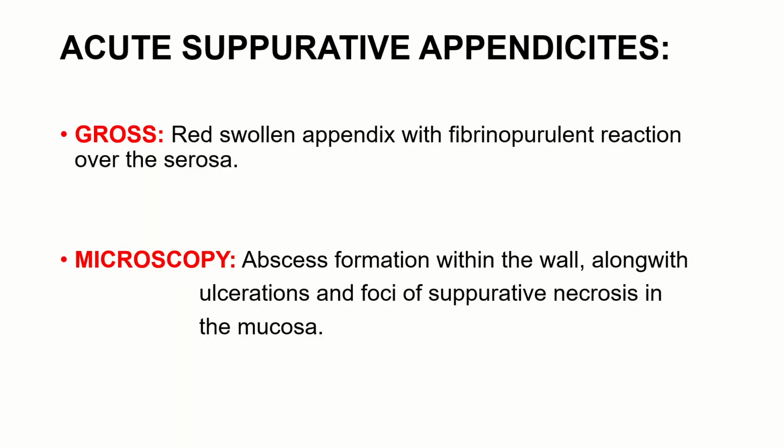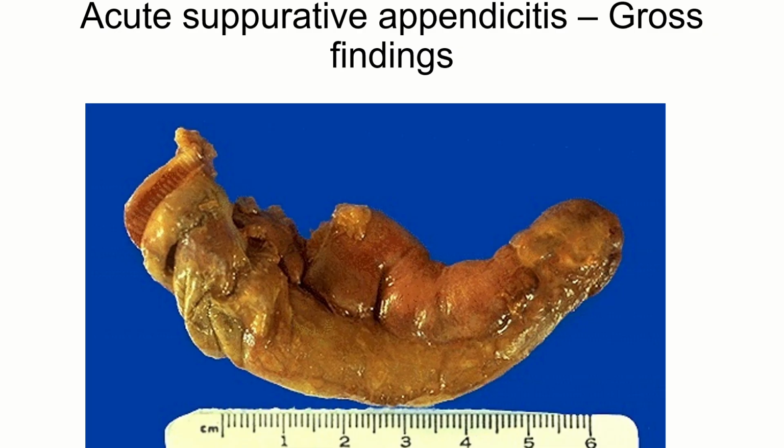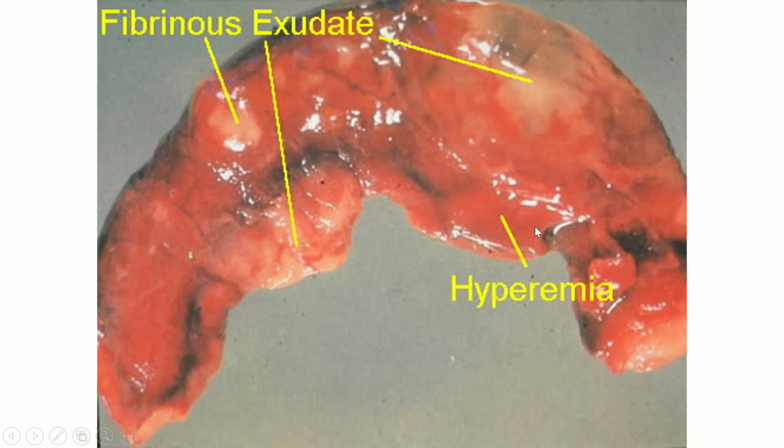Coming to acute suppurative appendicitis, here your appendix will become swollen and it will have a fibrinopurulent reaction over the serosa. Microscopically, you will see abscess formation within the wall along with ulceration and foci of suppurative necrosis in the mucosa. When you see the gross finding, here you can see this appendix is around 7 cm in length, and you can see these whitish areas, which are nothing but fibrinopurulent exudate. It is somewhat swollen also, and these whitish areas are your fibrinopurulent exudate.